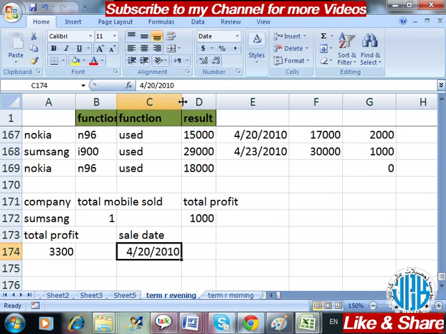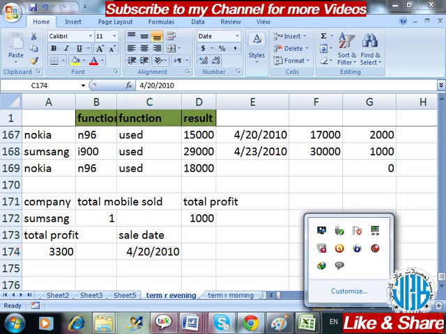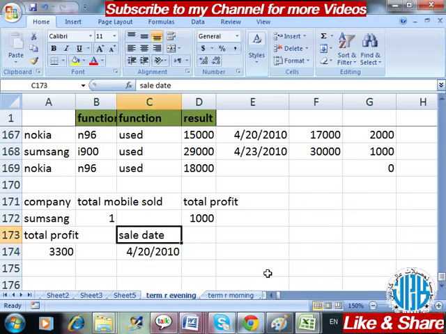This is profit and total purchases. How much money have I used to earn this profit? You can also find that out, or not. On that date, this is not one day. On one day you are going to sell one mobile.